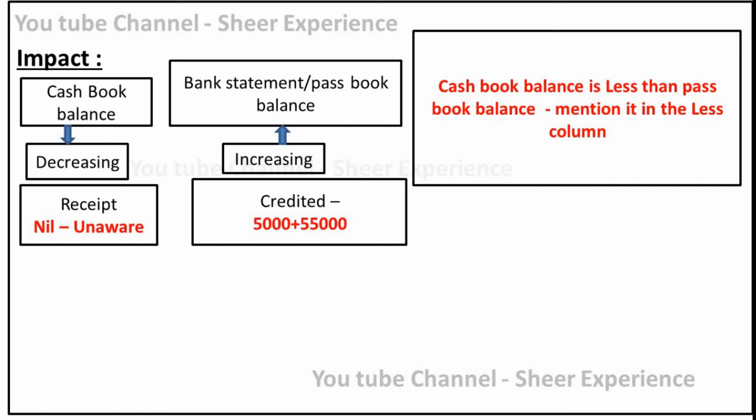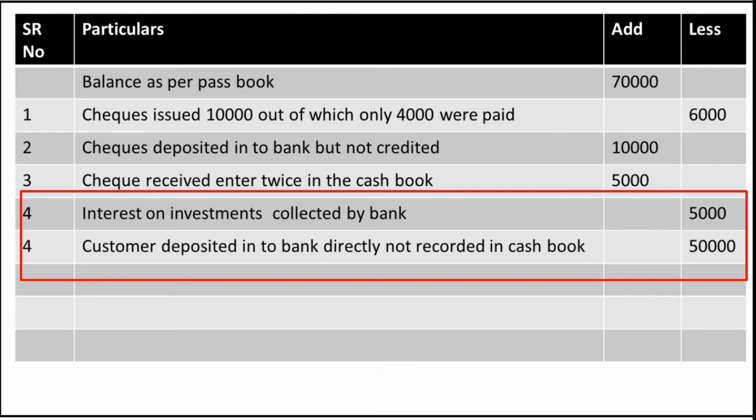When I am preparing bank reconciliation statement as per passbook balance, I will refer or check with cash book balances. Here cash book balance is less, so I will mention the amount in less column. 5,000 in the less column, and in the particulars column, interest on investments collected by bank. And also for customers deposit, we will mention 50,000 in the less column. In the particulars column, customer deposited into bank directly, not recorded in cash book.